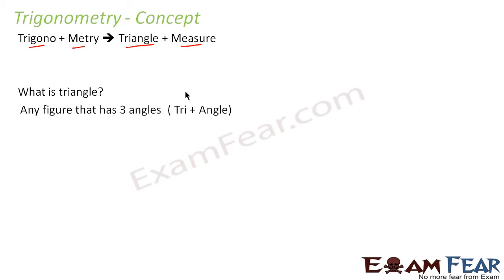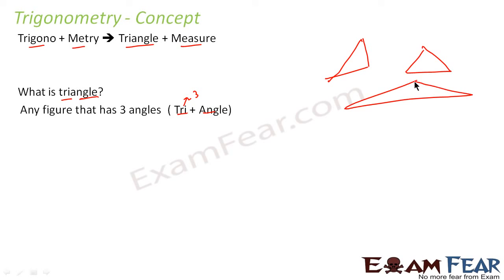Now what is a triangle? If you break the word, it is tri plus angle. Tri means 3, so anything which has 3 sides is called a triangle. So if we have 3 sides, this is a triangle, this is a triangle because it has 3 sides. This is also a triangle. Anything which has 3 sides is a triangle.